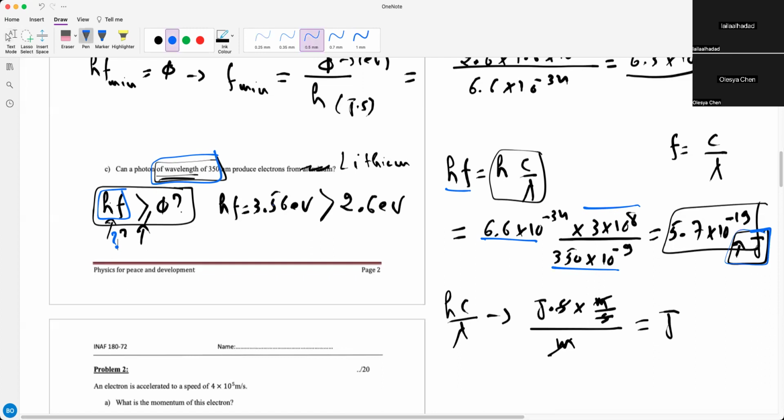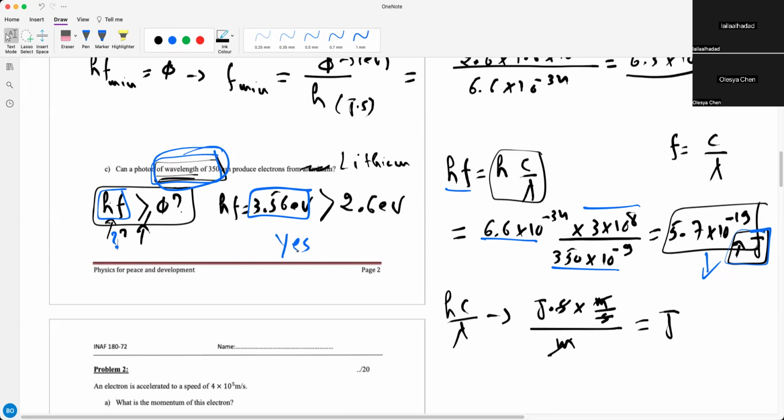But the work function is given in electron volt. So in order to compare both of them, I have to convert this to electron volt, which means I divide by 1.6 10 to the minus 19. So this is what I get. This is the energy of this light in electron volt. And you can see that it is bigger than the work function, which means yes, it can.